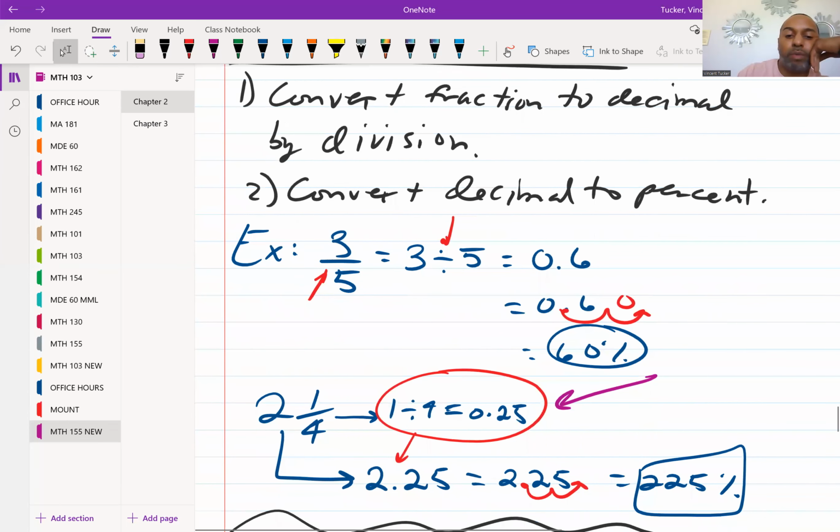All right, so we have 2 1/4. 1/4 is 0.25. So 2 1/4 is the same thing as 2.25. So then to convert that to a percentage, you move your decimal two places to the right, place your percent sign, and that'll be 225%.